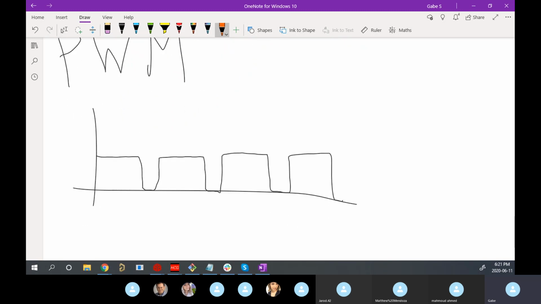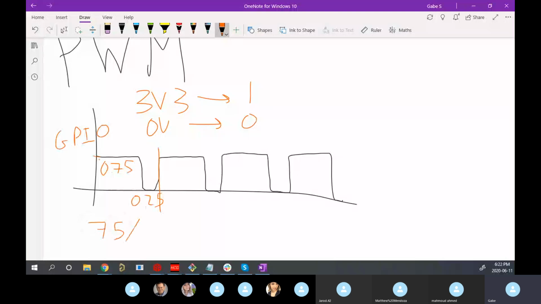So let's say my logic level is 3v3, right? That means 3v3 volts is equivalent to a 1, 0 volts is equivalent to a 0. Just with the GPIO, I can turn it on and off at different duty cycles, we call this, right? So if it's on for 0.75 seconds and off for 0.25 seconds, we say that that's a duty cycle of 75%. I can do this just with the GPIO, turning on and off at different percentages, different ratios.